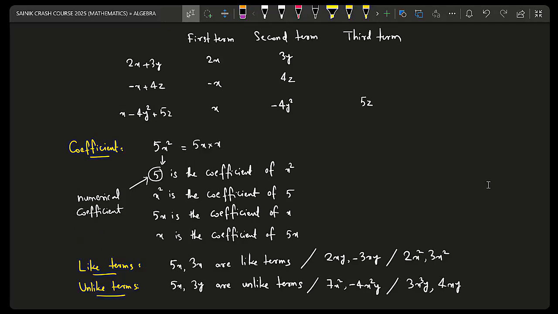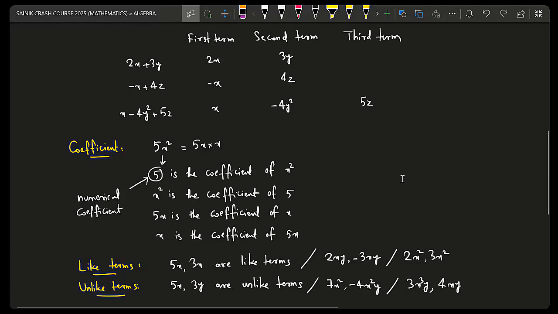Okay? Okay. And 5x and 3y, what is the variable part in 5x? x, right? Okay. Speak loudly, Mayuk. In 3y, what is the variable part? Sir, y. So because they are different, they are unlike terms. That's it. Okay? Okay.